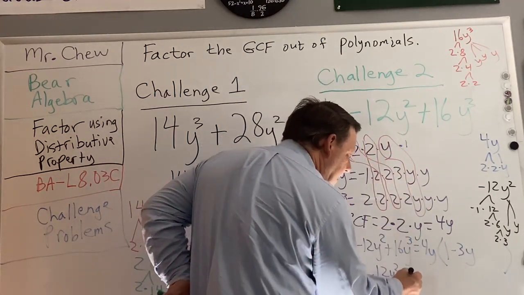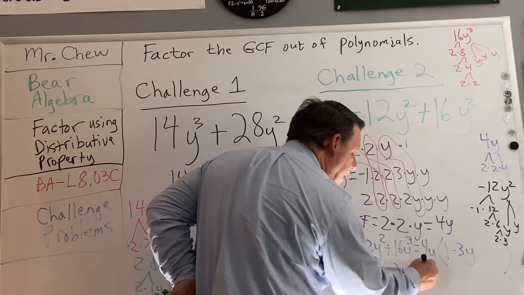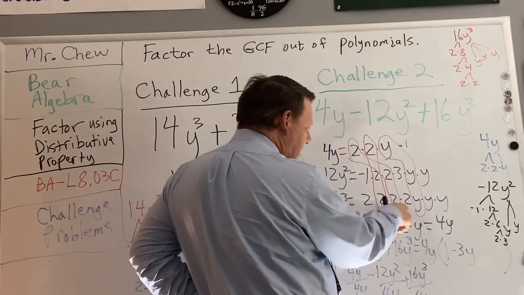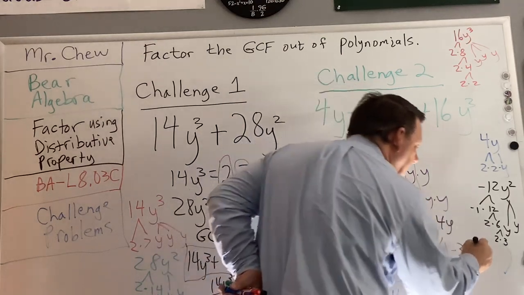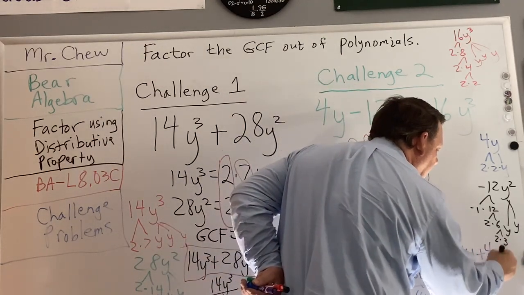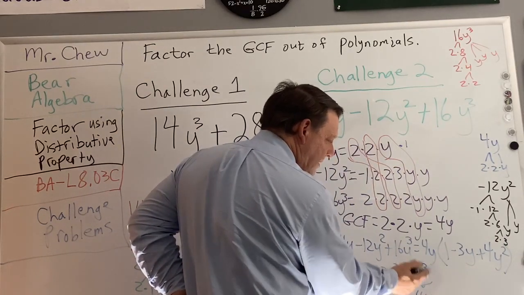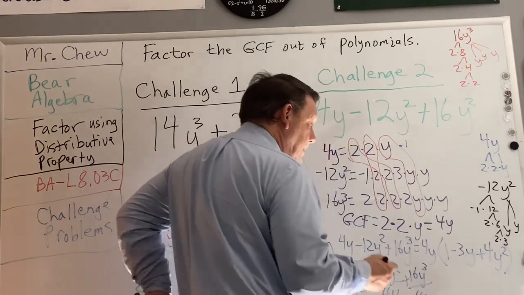And then my last one, I've got my 16y cubed, and I divide it by that 4y. Well, 16 divided by 4 is 4, y cubed divided by y is y squared. So that's 4y squared.